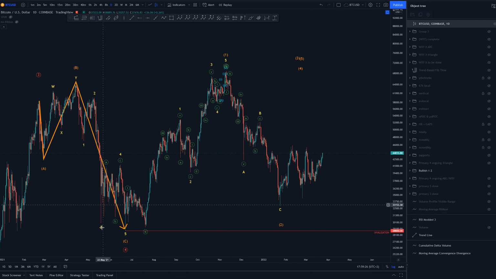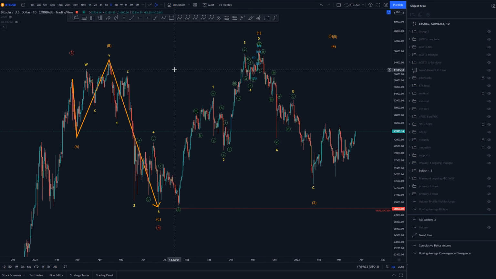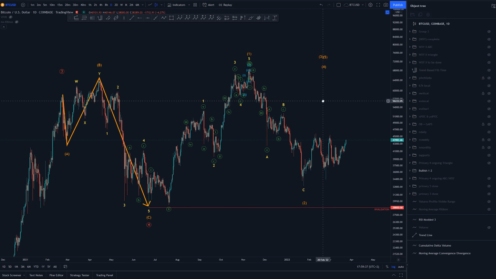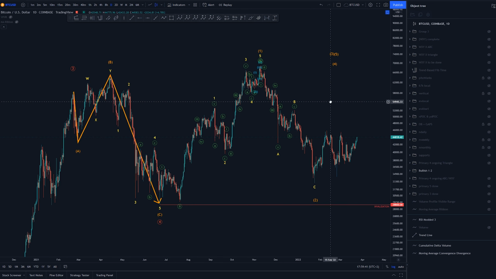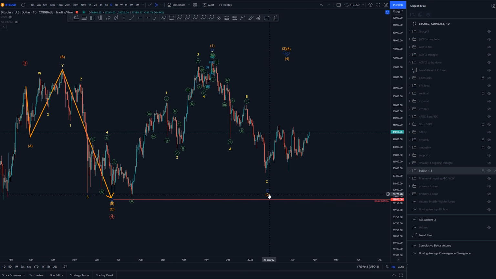But for now we can crush some different counts here, multiple different ways to get 5 waves into this structure, multiple ways to get down from this structure. Unfortunately there are so many options currently on Bitcoin that it is unfortunate, to be honest, but this is definitely a possibility.